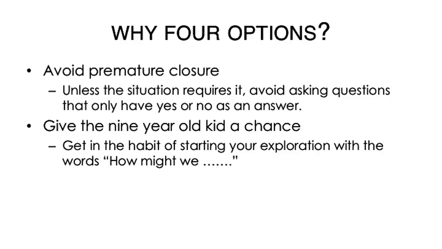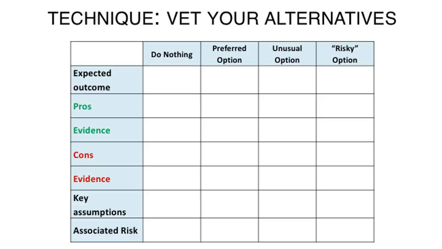So we're back to my point about putting this into your lexicon: how might we is real key on doing things. Once you've got the four ideas sitting down behind you, here's a simple tool. This is the second tool I'm giving you. The first one was do cause mapping. The second one is learn to vet your alternatives.